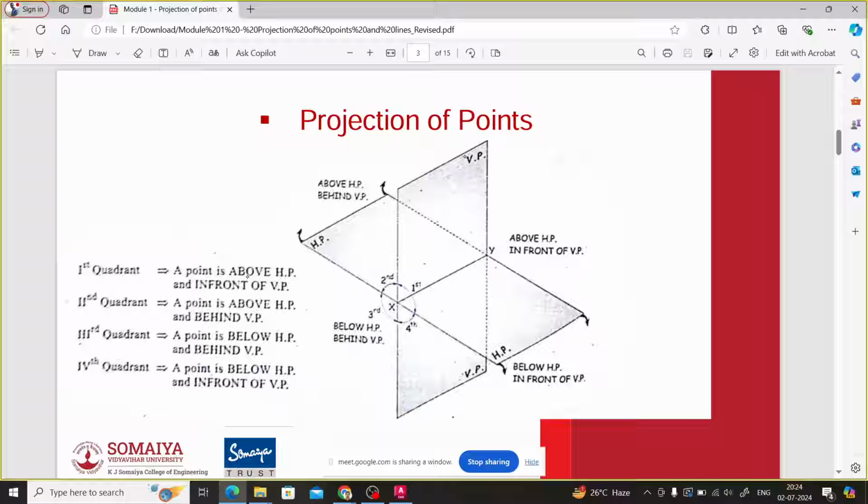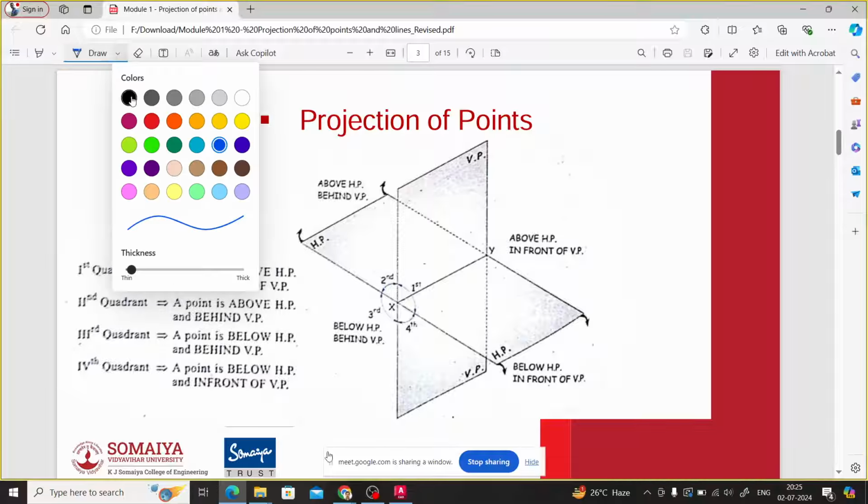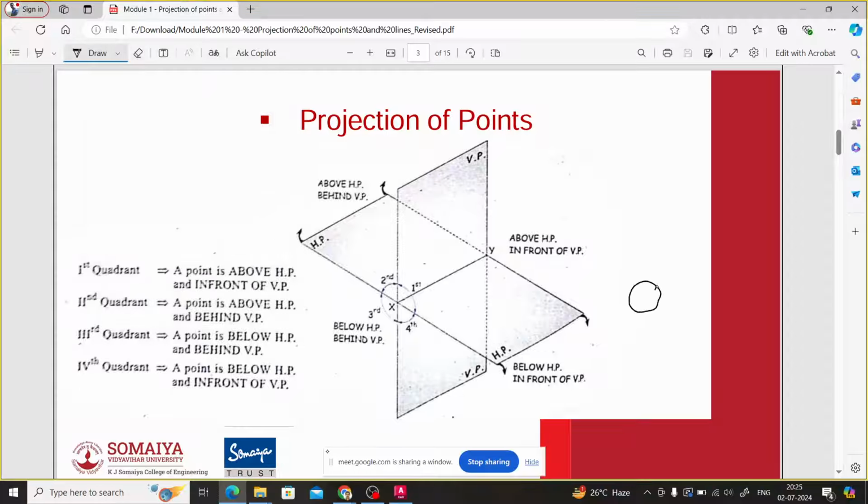What is mentioned here? A point is above HP and in front of VP. What does it mean, and how is it relevant to us? In all cases, we will always locate the observer here. Where? Always in front of the first quadrant. So here will be our observer. What are the characteristics of the observer? The observer is very far from the vertical plane, and all the rays coming from the vertical plane are perpendicular to the line of sight.